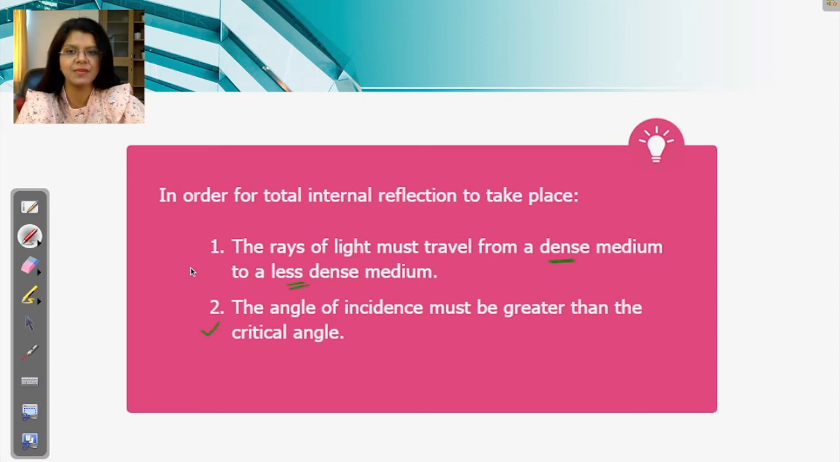And second point, the angle of incidence must be greater than the critical angle. The angle of incidence must be greater than the critical angle.